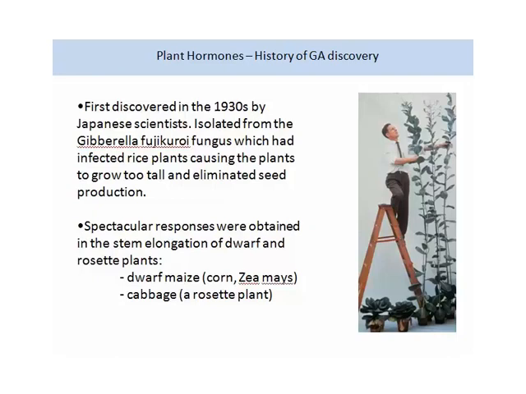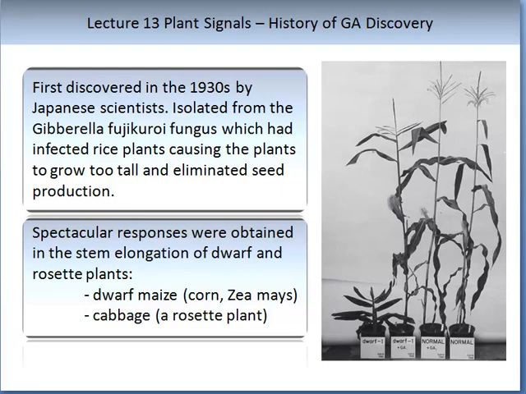Spectacular responses were obtained from experiments on cabbage, a rosette plant, as can be seen on the image. Normal plants without additional GA are shown on the left-hand side, while plants with GA showed excessive stem elongation. Other experiments were conducted on corn, where dwarf plants were exposed to gibberellic acid. This increased stem elongation and resulted in tall-looking plants. The illustration on the slide demonstrates this.